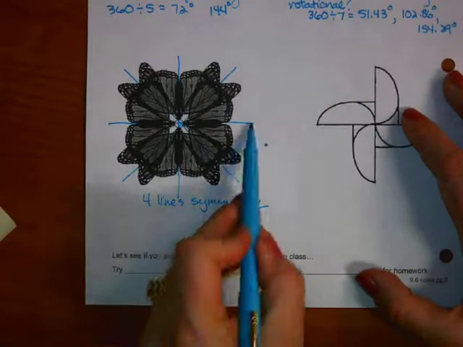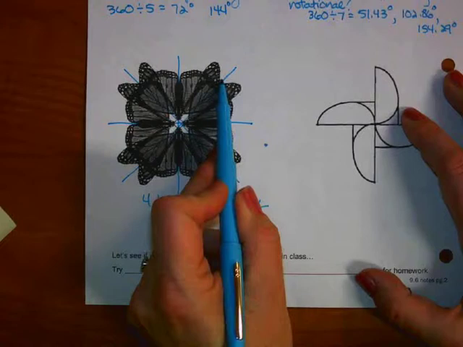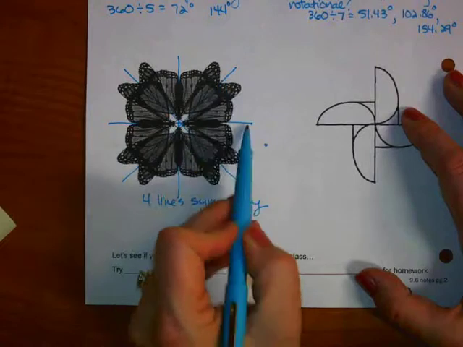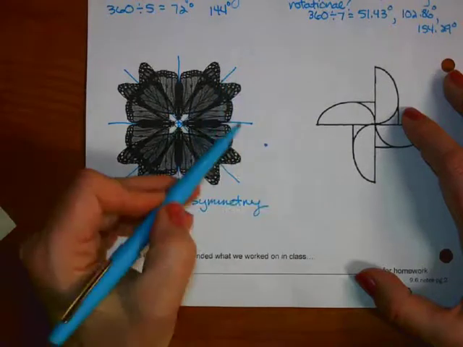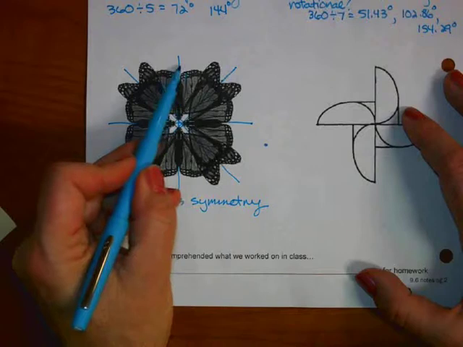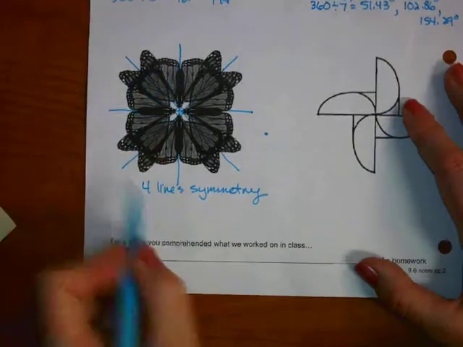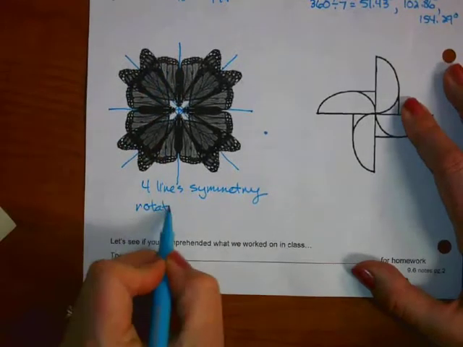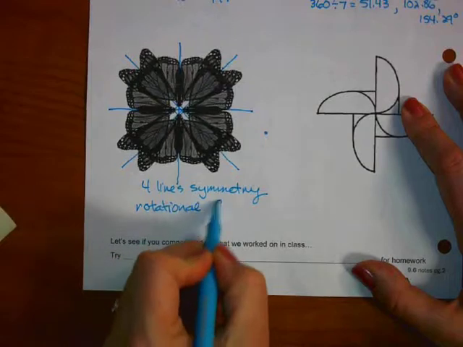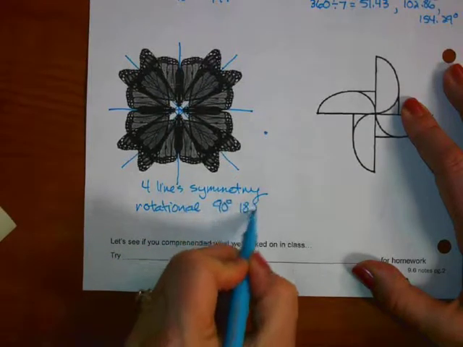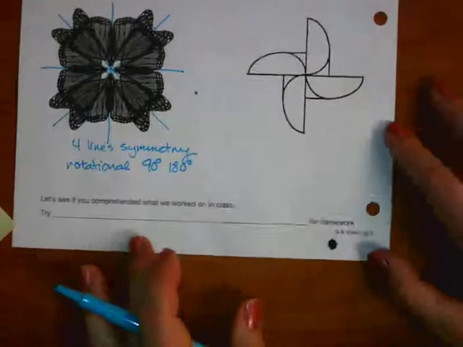Let's talk about rotational. If we start here and go up to here, is that going to land on top of itself? It's not, is it? We have to go from here all the way up to here, which is 90 degrees, and then 180. Okay?